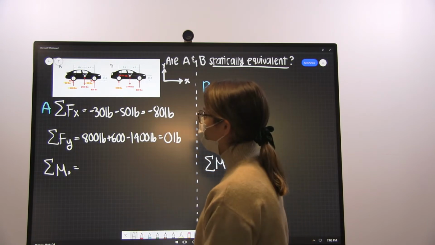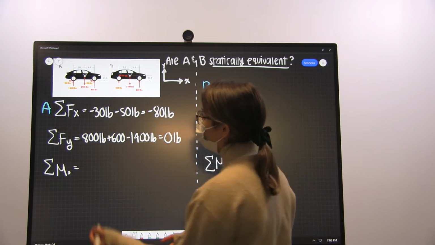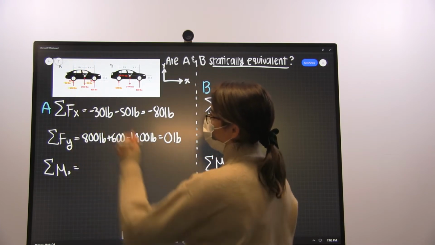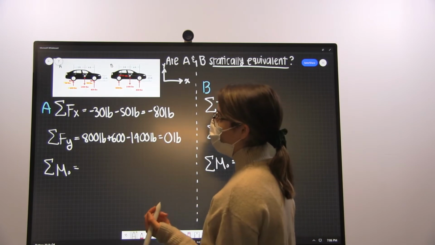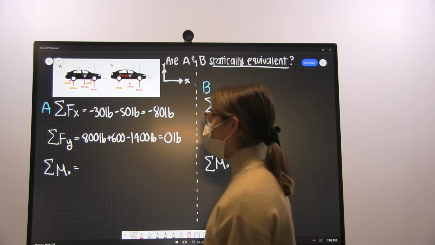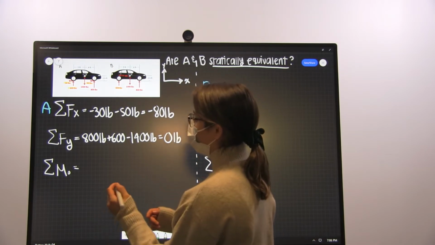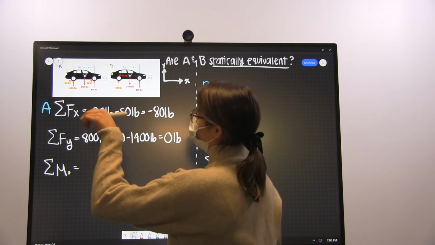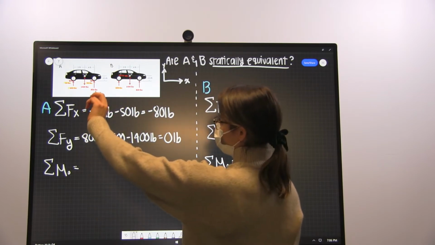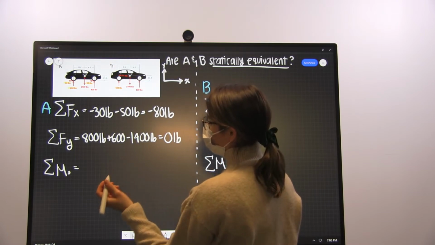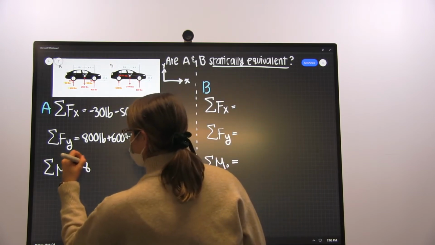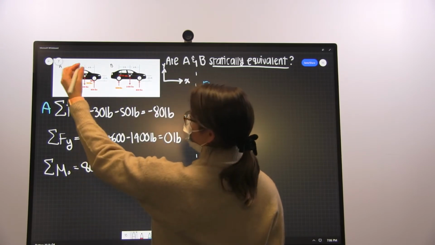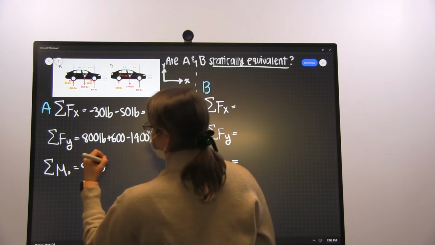Now for the sum of our moments, we're going to pick a point that is strategic for us, and in this case we can pick the center, because in that case we get rid of that 1,400 pounds force, as that force is not exerting any moments. We start off by writing down our positive moments. Our positive moment is clockwise, by that 800 pound force. So it's 800 pounds times the moment arm compared to that point in the middle of the car. That's 4 feet.